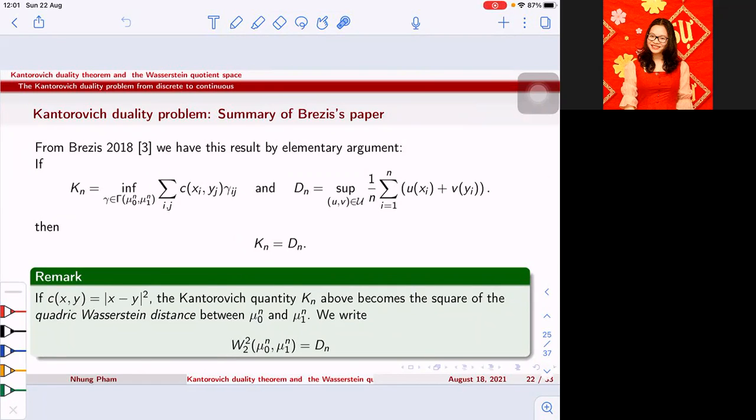So if we set the cost function to be the square of the distance, then the Kantorovich quantity Kn becomes the square of the quadratic Wasserstein distance between mu0n and mu1n. So throughout this presentation, I will use W2 square instead of Kn.